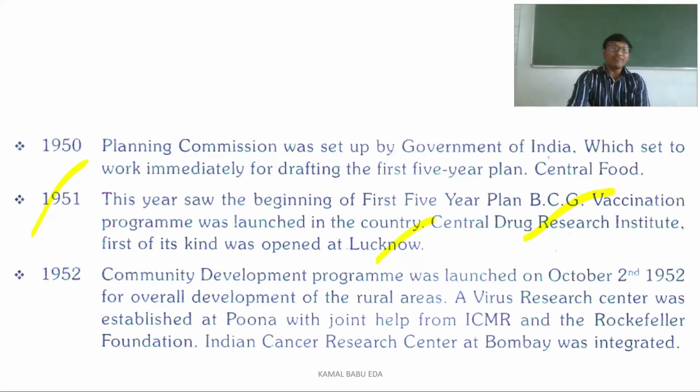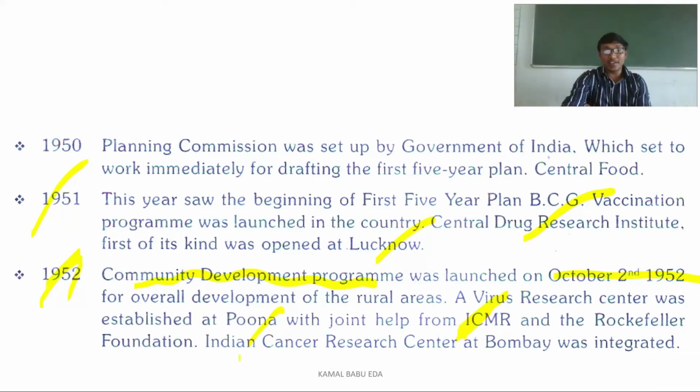Also in the year 1952, the Community Development Program was launched on October 2nd, 1952, mainly to focus on the overall development of rural areas, not pertaining to a particular place. Mainly they are going for decentralization here. Also a virus research center was introduced at Pune with the help of ICMR, the Indian Council of Medical Research, as well as the Rockefeller Foundation. The Rockefeller Foundation is playing a crucial role. Previously it established a hygiene center and a rural training center, but now it has again established a virus research center, with joint help from ICMR and the Rockefeller Foundation.